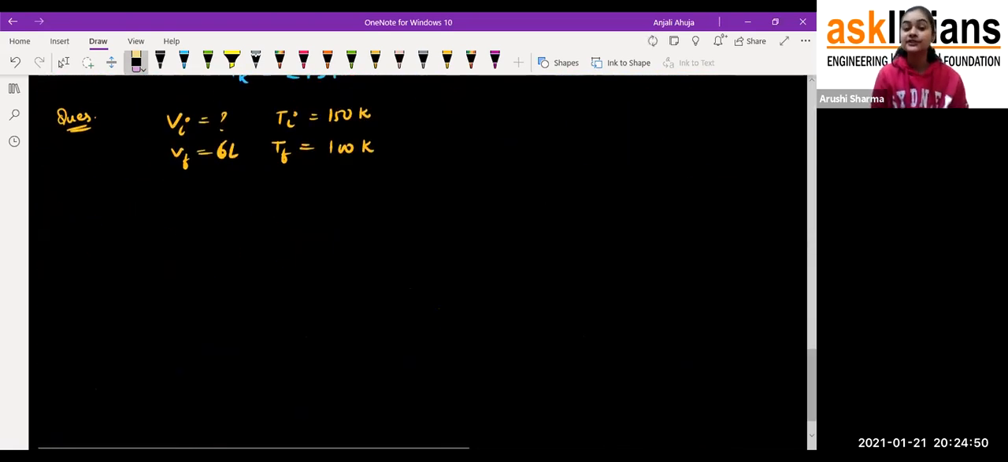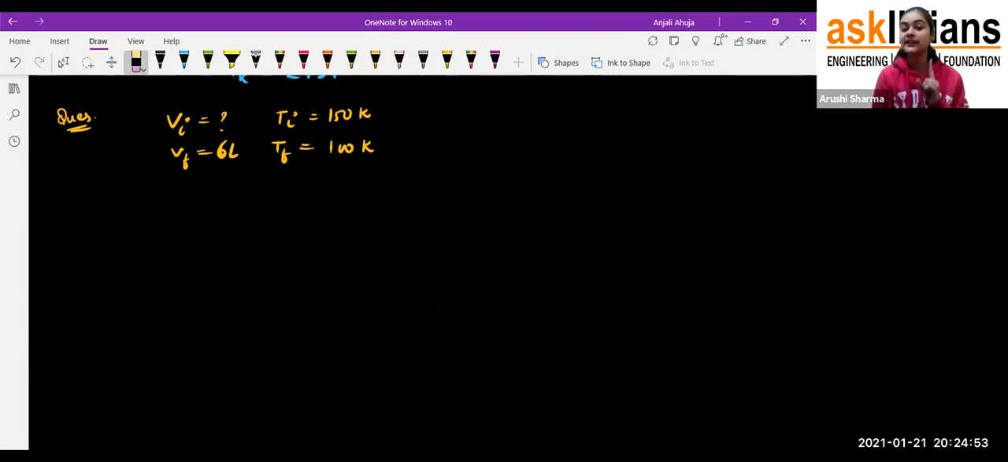And first of all, students, you have to check whether the units are the same. If one temperature is in degrees Celsius and one is in Kelvin, convert them into the same unit. That's a very important thing for every question. So we are going to apply Charles law, V1 by T1 is equal to V2 by T2. So I can write it as Vi by Ti is equal to Vf by Tf.